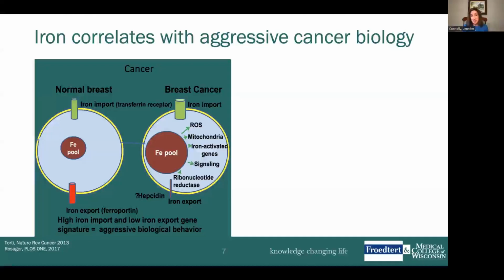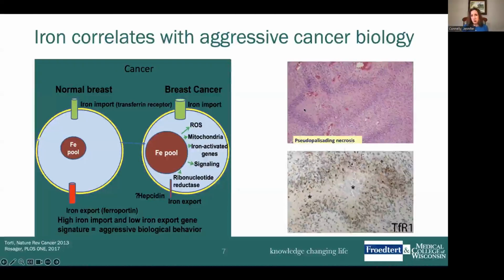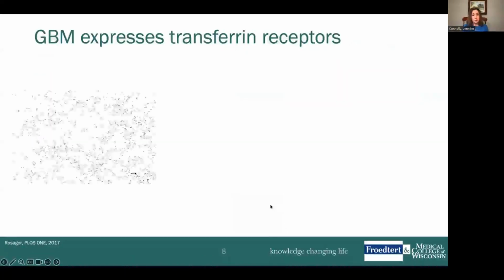So it begs the question, as a neuro-oncologist, do we see the same thing in glioblastoma? And we do. So remember that picture of that pseudopalisading necrosis that is a hallmark feature of glioblastoma? When we stain for transferrin receptors, the iron importers, we can see that the tumor cells also have increased expression in that regard. We took it another step as well.